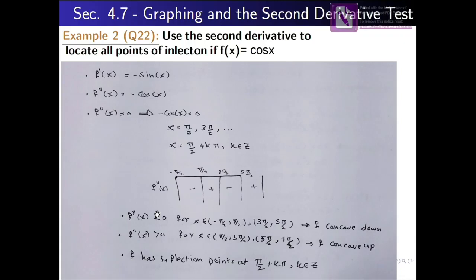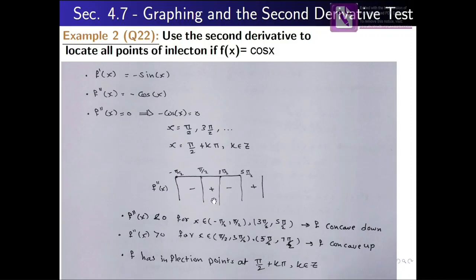So then f double prime x is less than 0 for x in the intervals from minus pi over 2 to pi over 2, then from 3 pi over 2 to 5 pi over 2. So we conclude that f is concave down. For f double prime x greater than 0, we see x in the intervals from pi over 2 to 3 pi over 2, then from 5 pi over 2 to 7 pi over 2. So we conclude here f is concave up.